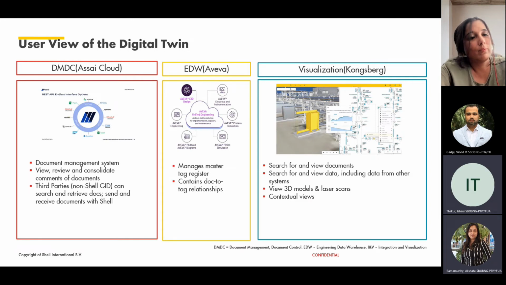This also contains the document to tag relationship. As we discussed, the Asai cloud has the documents. We talked about a pump which required some maintenance. The physical document would be collected in the Asai cloud, and the attributes or the information for that particular tag would be collected in Aviva. So the relationship between the two, Asai and Aviva, is also stored in your UI, that is Aviva. And plus, Aviva also has additional attributes associated to that particular pump.